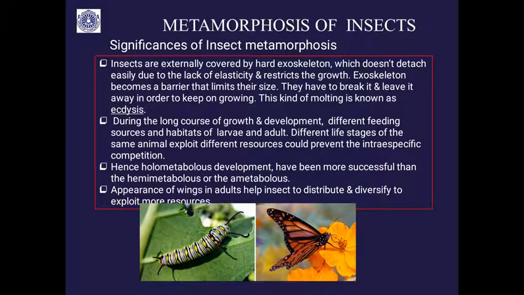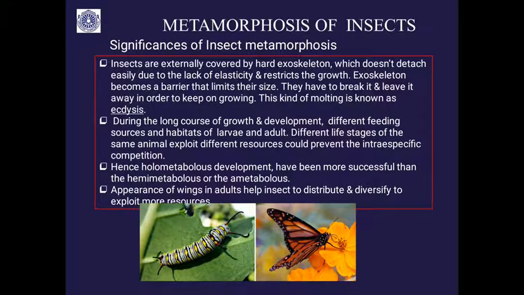So what are the significances of insect metamorphosis? Insects are externally covered by a hard exoskeleton, which does not expand easily due to the lack of elasticity. When we cannot remove our dress because it is so tight, we are going to tear it. Similarly, in ecdysis they break open the exoskeleton, and there is molting growth.